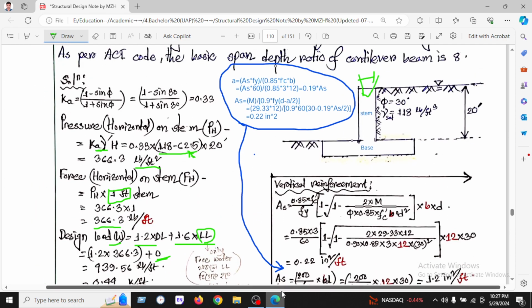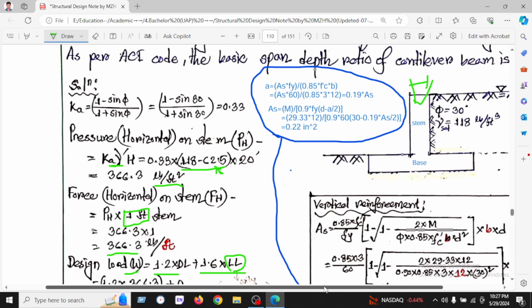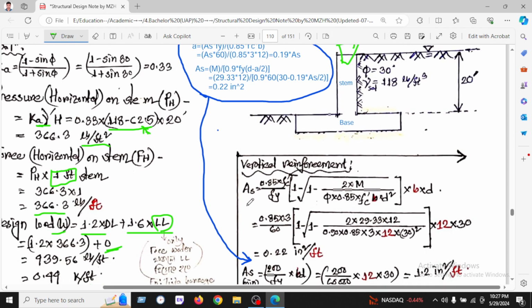Now we will see the design of the vertical reinforcement. For the vertical reinforcement, I have found the formula as 0.85 fc' over fy times (1 minus root of 1 minus 2 Mu over phi 0.85 fc' b d squared). This formula is taken from Dr.